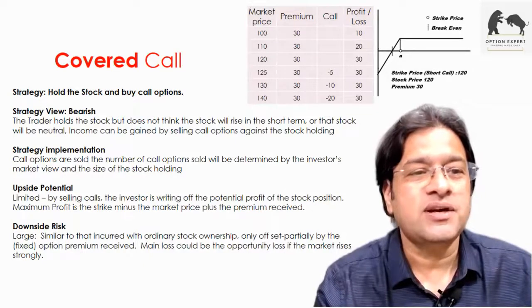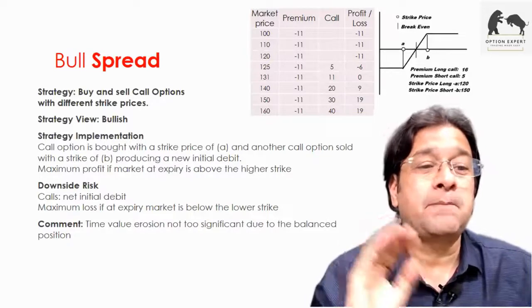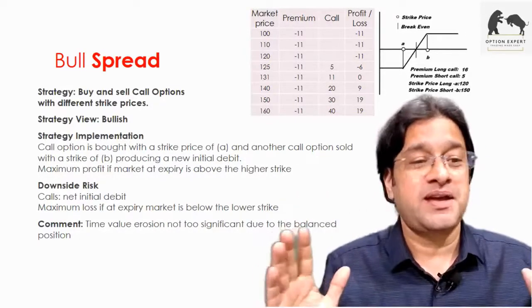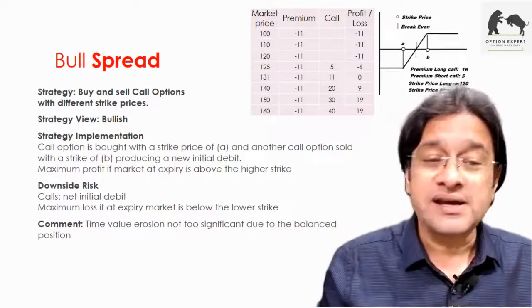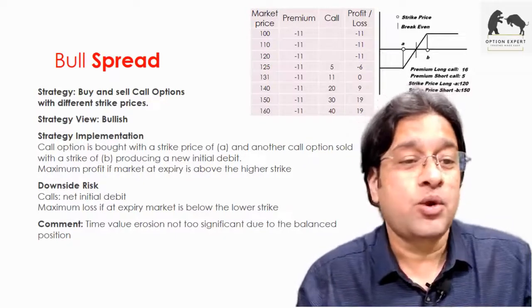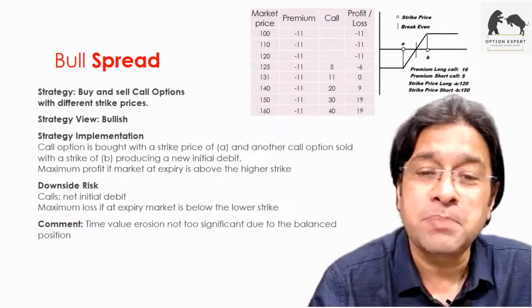So then let's look at the next. The next is actually a bull spread. Now, a bull spread is where you buy and sell call options with different strike prices. Now, what do you mean by that? Here, basically, you are bullish about the market. How do you implement it?